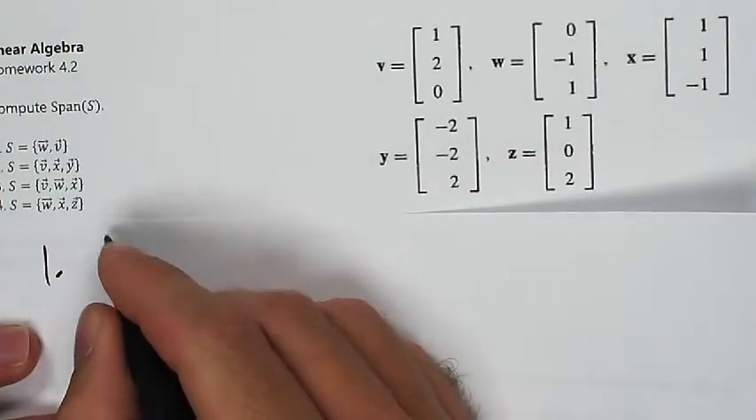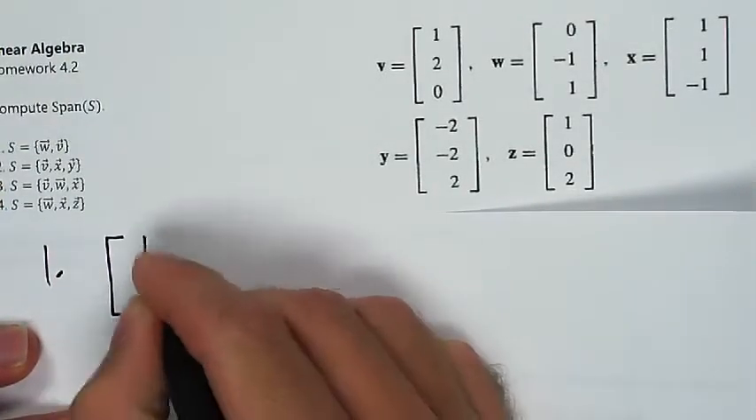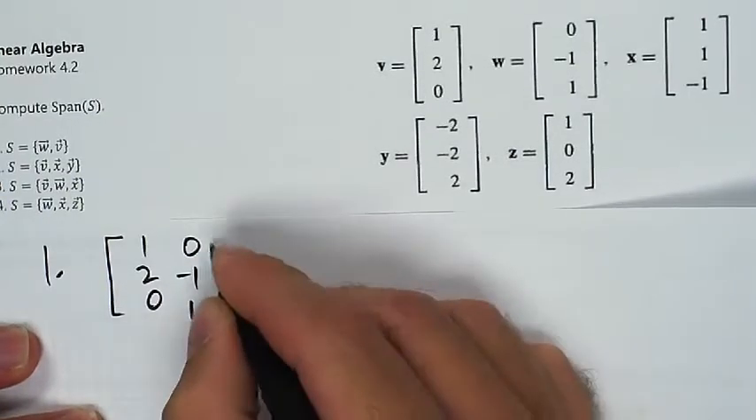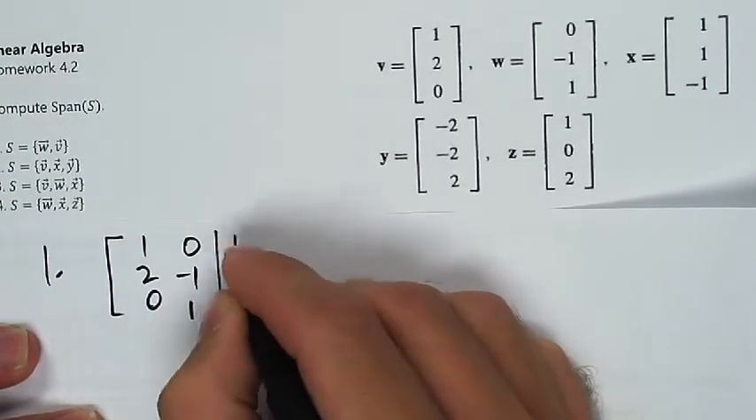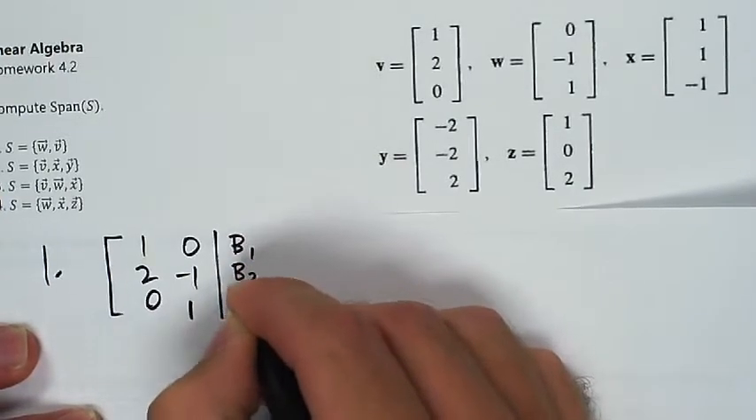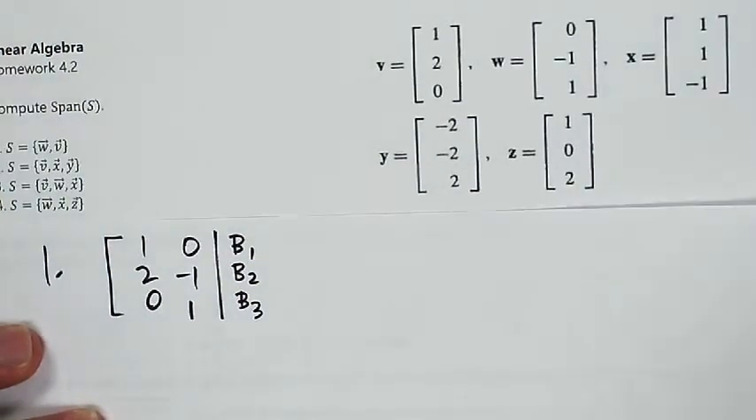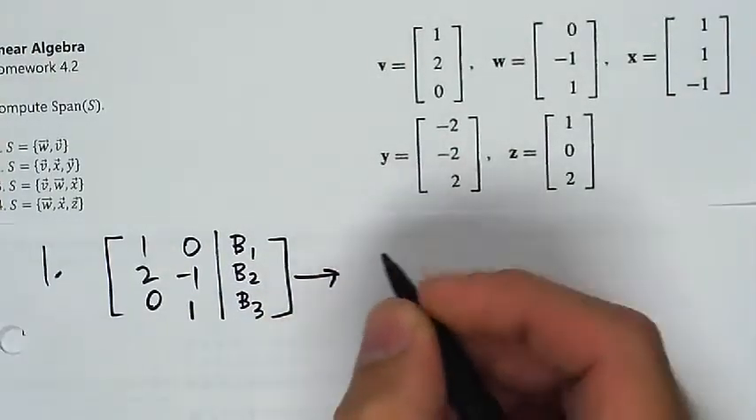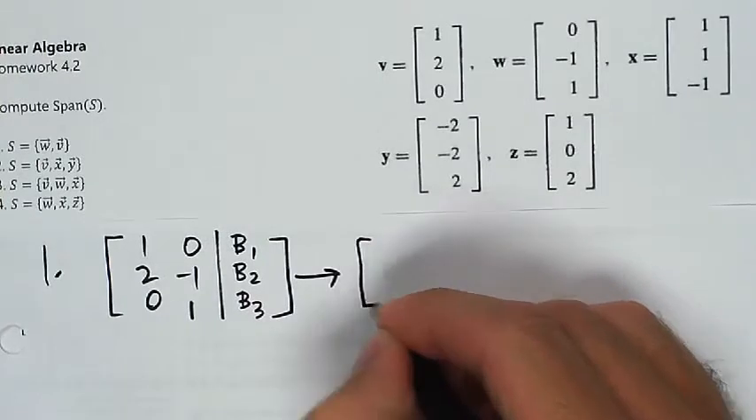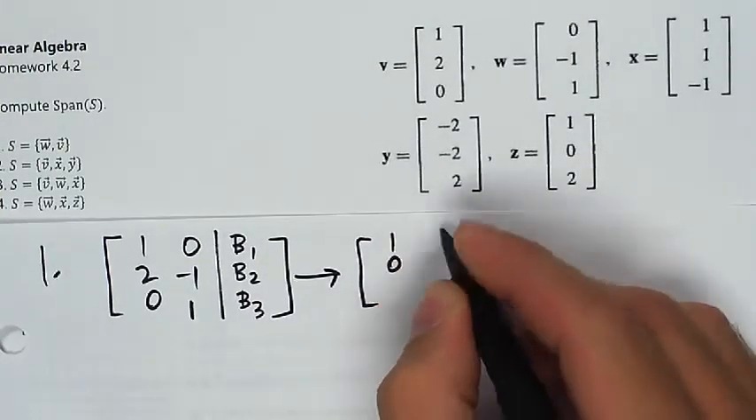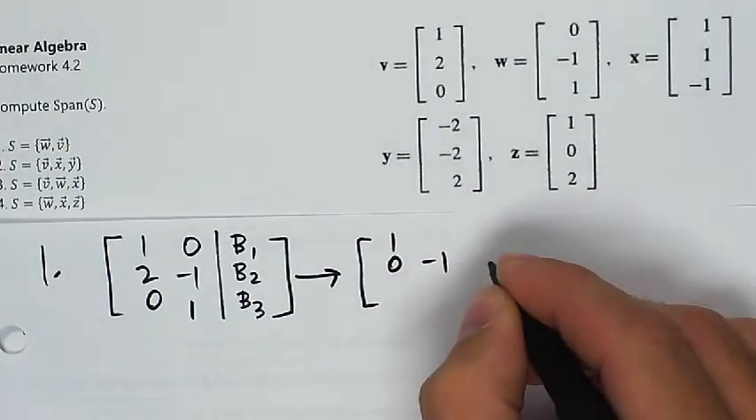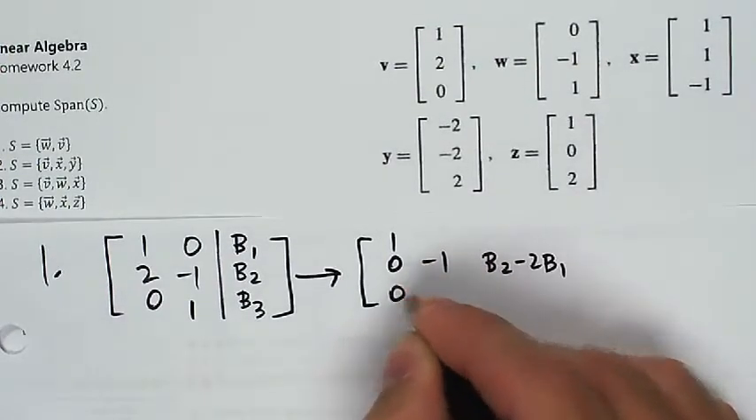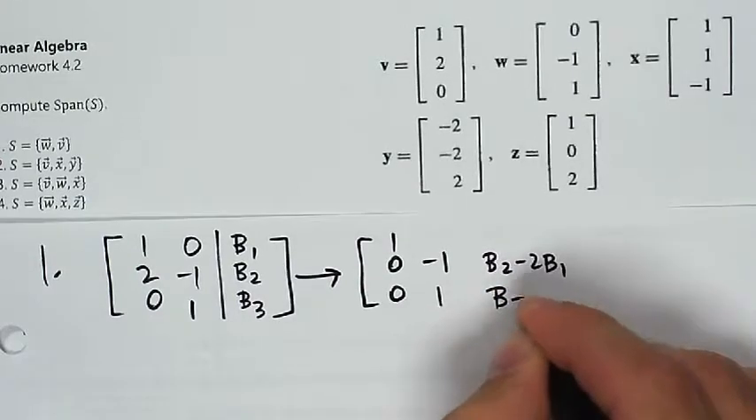So I'm going to take W and V and put them together into a matrix. I'm going to augment it with B1, B2, B3, and I'm going to row reduce and see what kind of vectors I can get back. Okay, so I'm going to subtract 2 of row 1 from row 2. So that'll be B2 minus 2 B1s. Then I'll have 0, 1, and that'll just be B3.